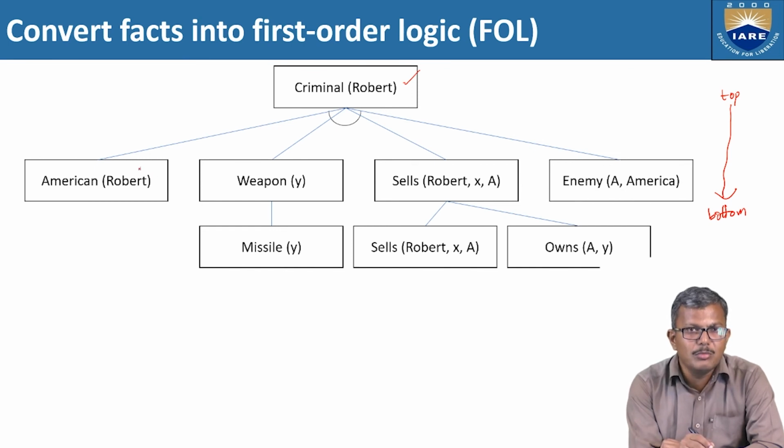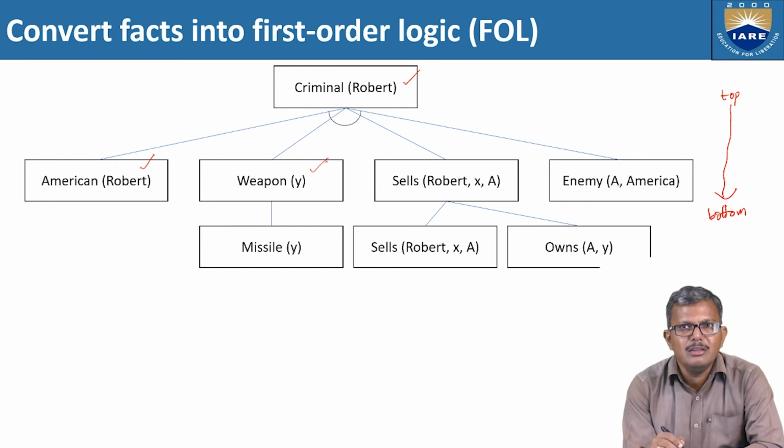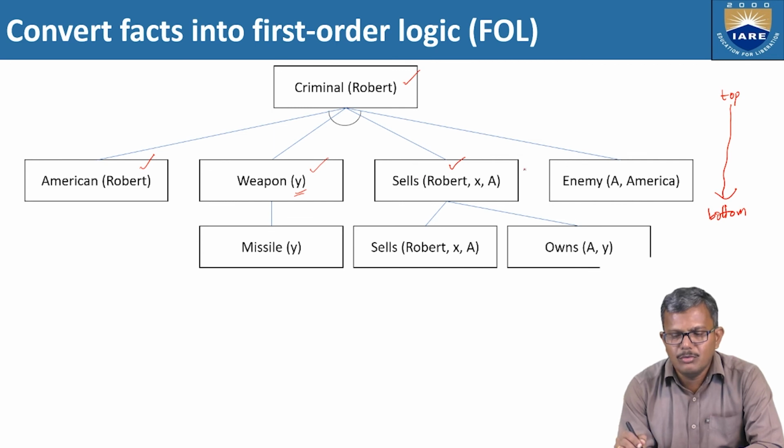What is that? Robot is an American. We are talking about some weapons Y. X or Y, that is a constant. I have used Y here only for differentiation. So what is the other fact you are having? Robot has sold the weapons. To whom? To A. What is A here? A is the enemy of America.